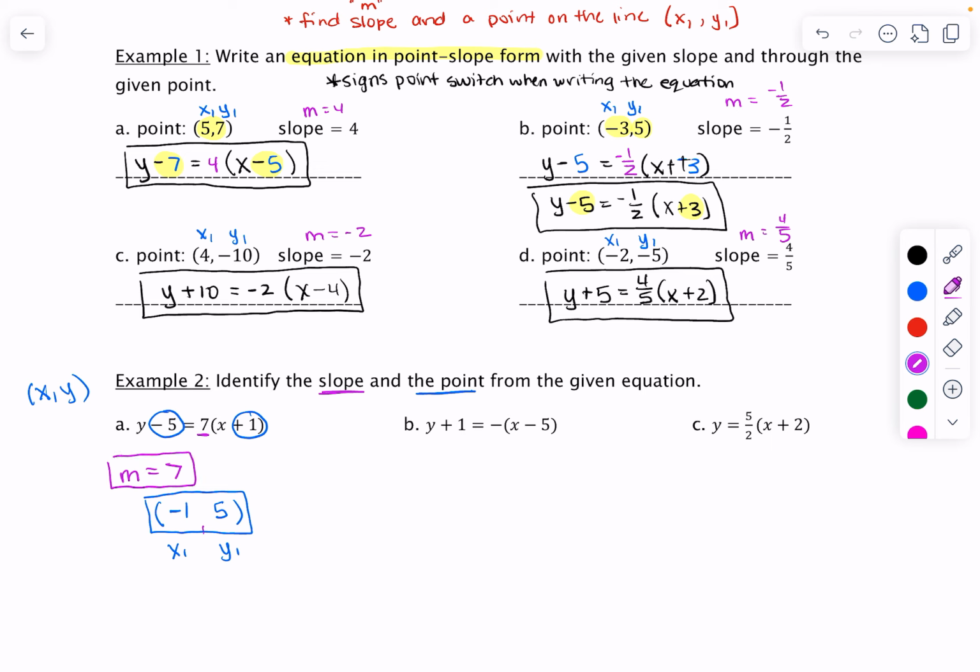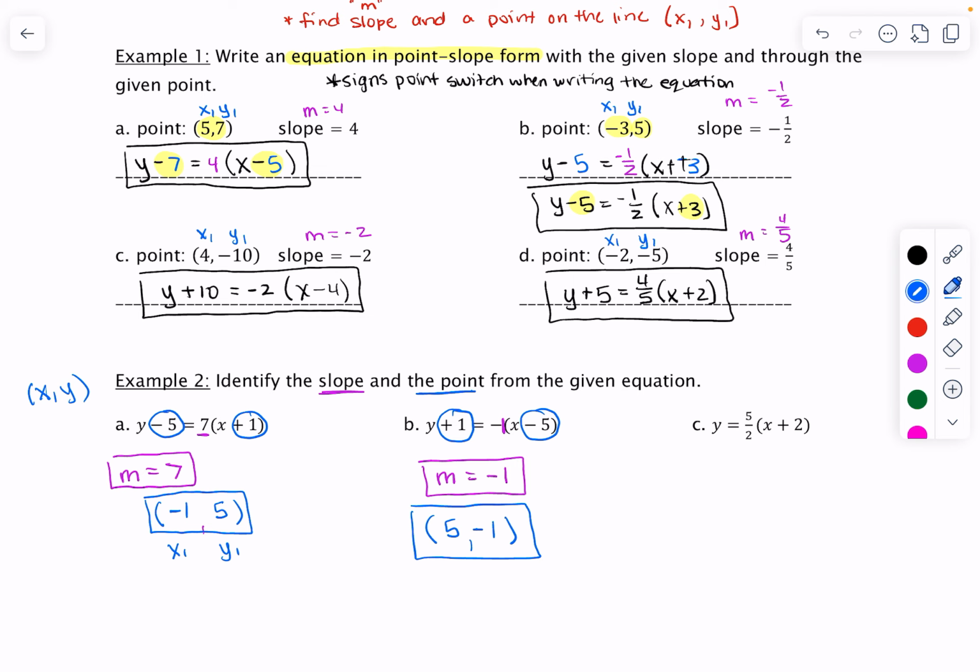The next example in B, I have this negative in front of the parentheses. Remembering that when we have a negative in front of a parentheses, that's an invisible 1 right there. So then my slope is actually -1. Kind of tricky. My point, x comma y, my x here is this -5, so that becomes +5. My y is this +1, so that becomes -1. So my point is going to be 5, -1 along this line.